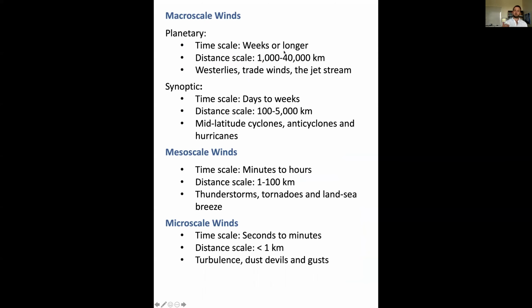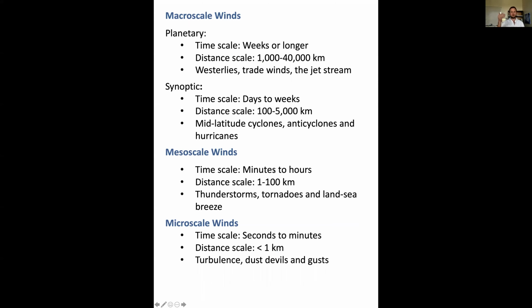So for example, we talked about the atmospheric westerlies, and the jet streams. Another example is trade winds, which are happening closer to the equator, which we won't talk about today, but these are also very, very large systems. And then the second type of macroscale winds are synoptic scale winds. These are associated with mid-latitude cyclones, anticyclones, as well as hurricanes, which are tropical weather systems. They exist for days to weeks, and they have a distance scale from 100 up to 5,000 kilometers.